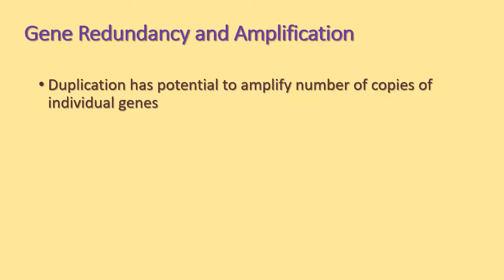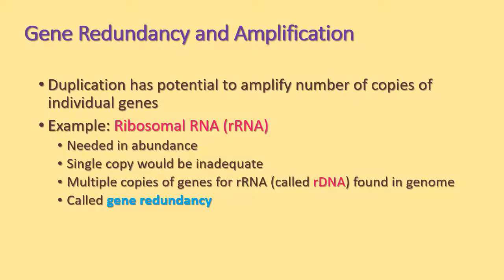Now, duplication allows you to make extra copies of genes. And this is a good thing because in some cases we need more copies because we need more gene product. The ribosomal RNA is a good example of that. The ribosomal RNA is copied multiple times. You can have hundreds of copies of the gene for the ribosomal RNA to make ribosomes, and it's just a supply-demand kind of thing.